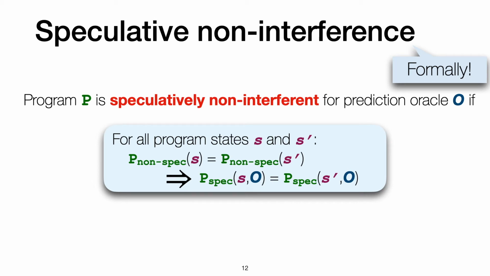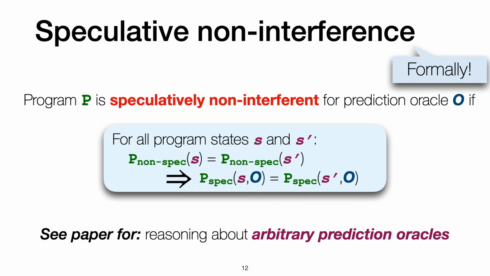Finally, observe that speculative non-interference is parametric in the prediction oracle, which depends on the specific CPU branch prediction strategy. To overcome this limitation, in the paper we present a way of reasoning about arbitrary prediction oracles.